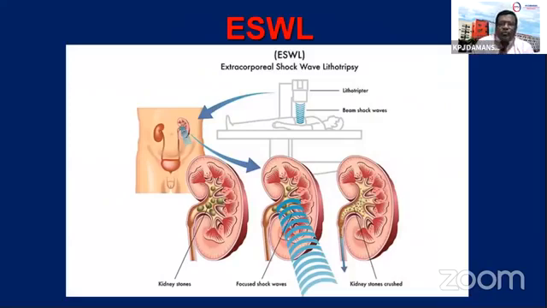So basically, this is what occurs. The beam of shock waves is focused on the kidney stones. Then this energy is transmitted to the kidney stone and breaks it into small pieces. So the principle of ESWL is to facilitate the breaking of the stones into small pieces, by which the patient can pass the stones out in the urine.